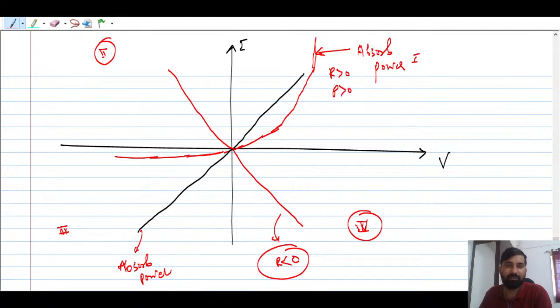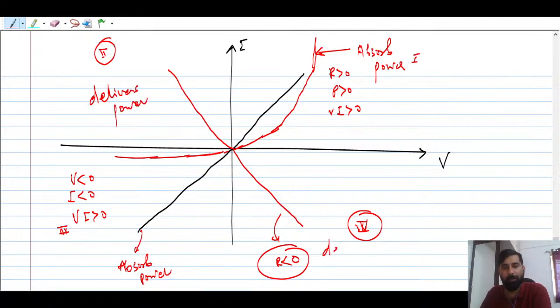It means VI is greater than 0. In this case, here V is less than 0 and I is greater than 0, so the product VI is less than 0. Remember, in the second quadrant and the fourth quadrant, the element delivers power. Please remember this.